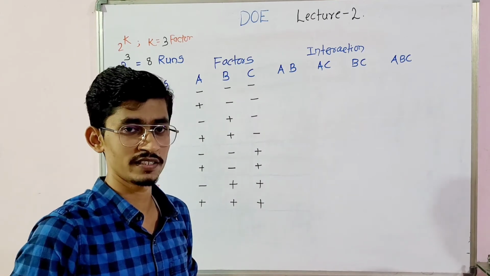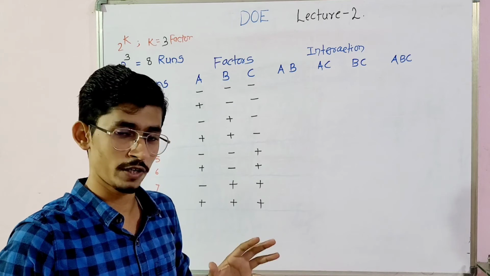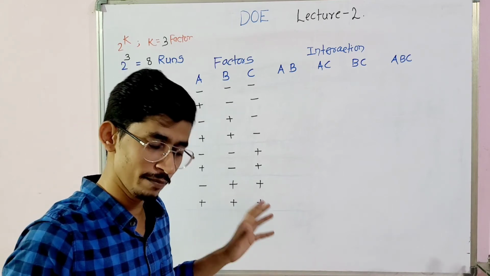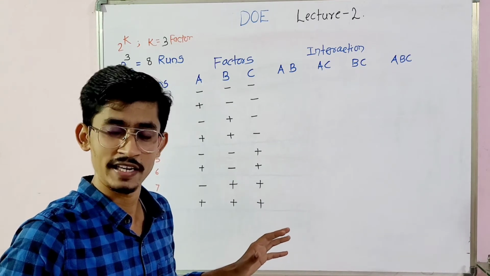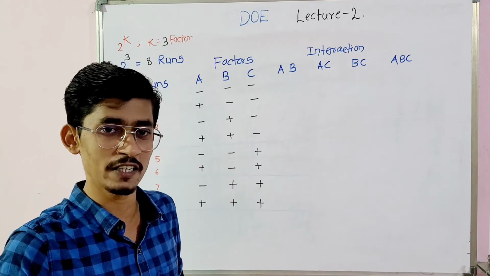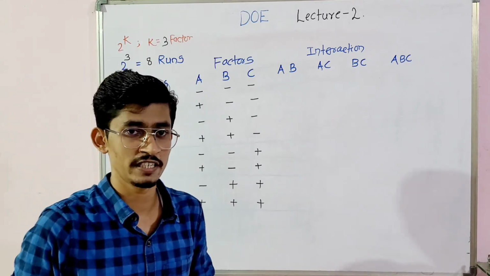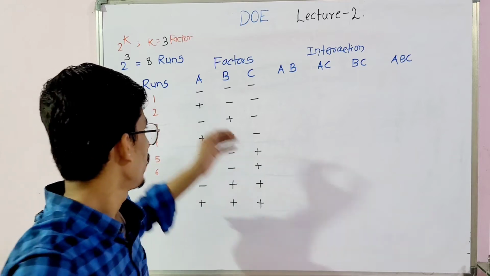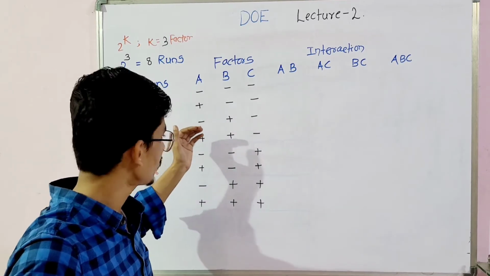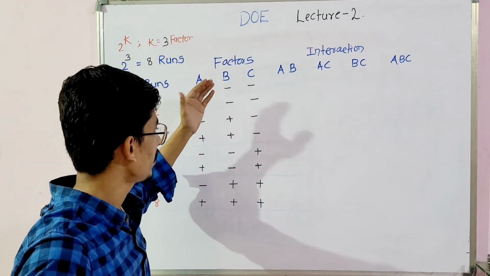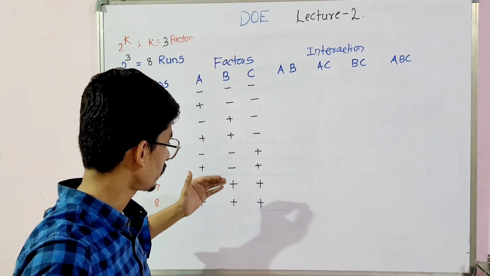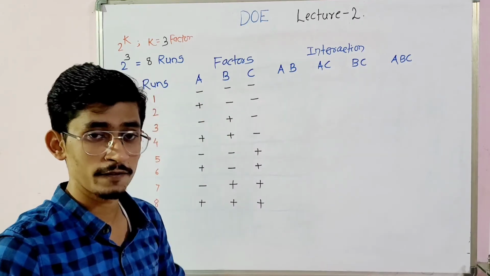This combination is there. You can check, or you can plot the table. You will get a similar kind of combination. In any combination, ultimately the result will be the same. So without wasting your time, just remember this: minus plus minus plus minus plus minus plus for A, minus minus plus plus minus minus plus plus for B, and 4 times minus and 4 times plus for C.